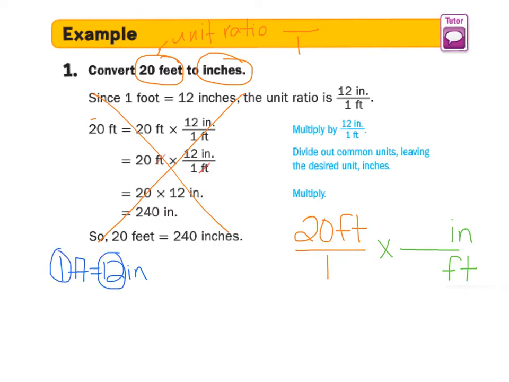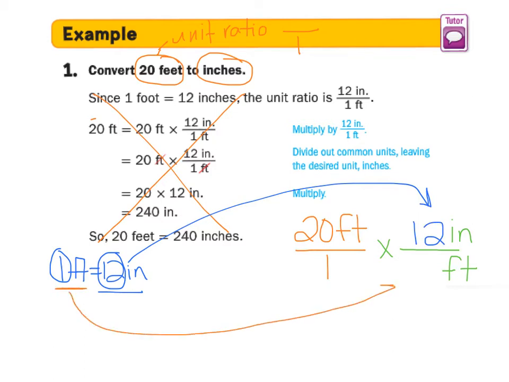I keep the labels together. So 12 inches right here then goes to the top of my second fraction. And the 1 foot then gives me my denominator. So my fractions are 20 feet over 1 times 12 inches over 1 foot.